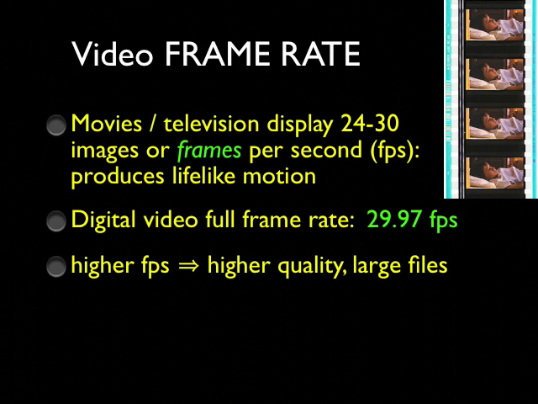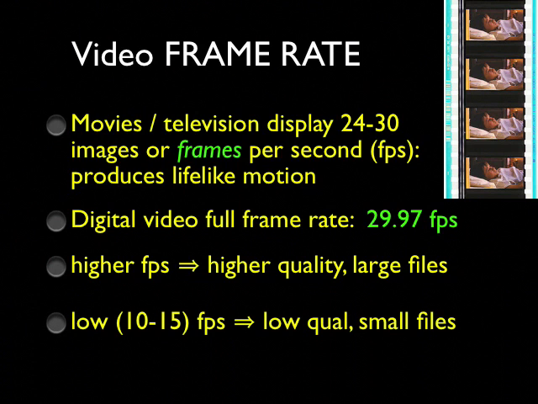And the higher the frames per second, the higher the quality, the smoother the image flow, but the larger the video files. The lower the frames per second, the lower the quality. The image will move in a jerkier fashion. The files will be smaller. A 15 frame per second video will only take up half of the storage space or bandwidth of a 30 frame per second video.